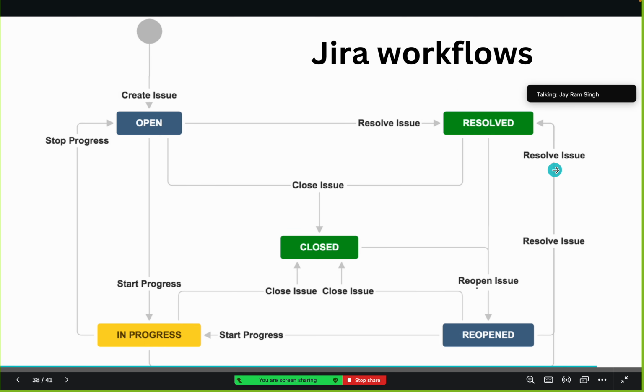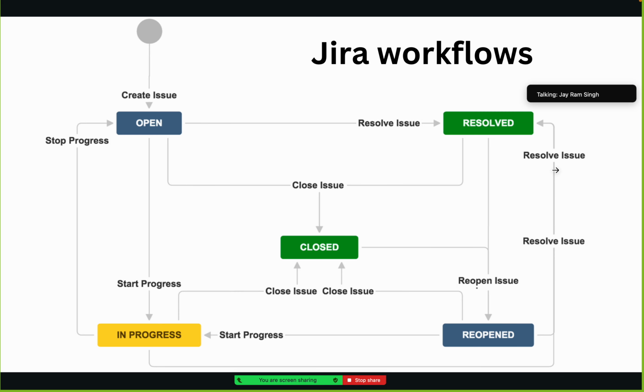So these are the different workflow statuses, based on the task condition or status. I can go back and forth and the workflow status can be changed. So I hope this is clear, right? Yes. Okay, great.